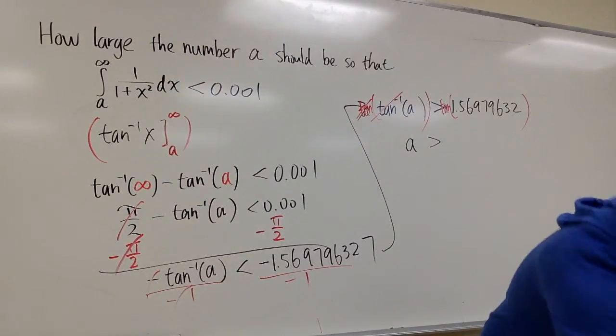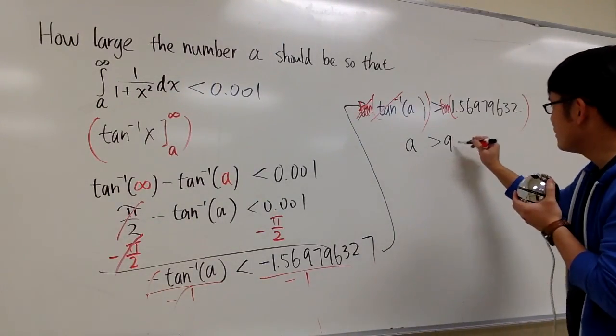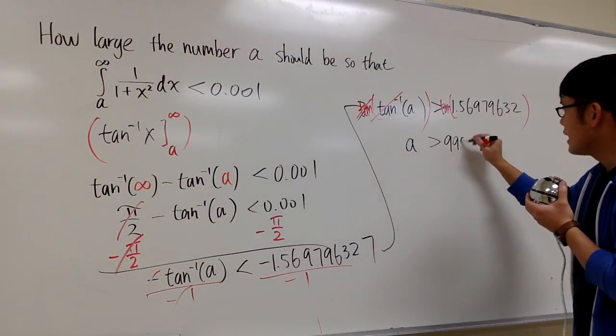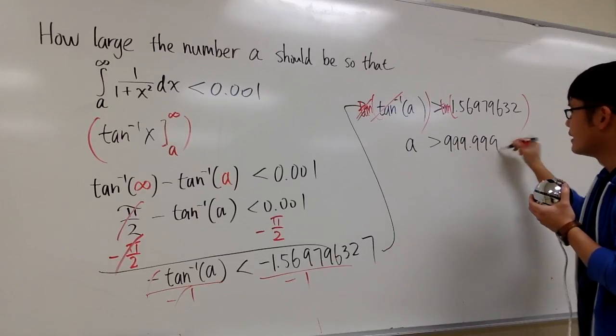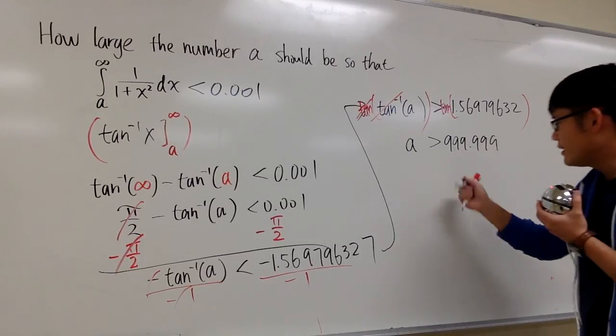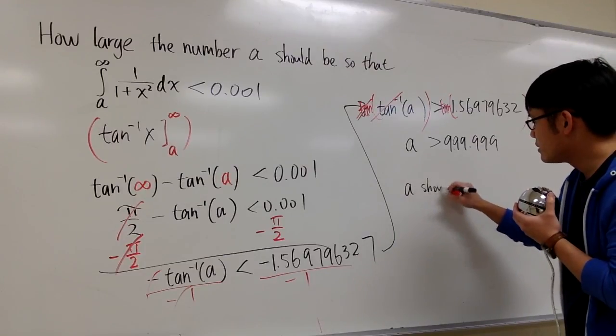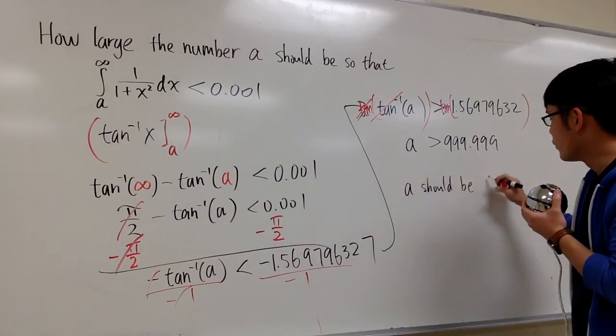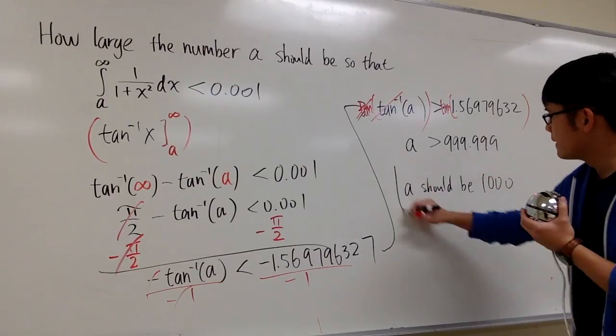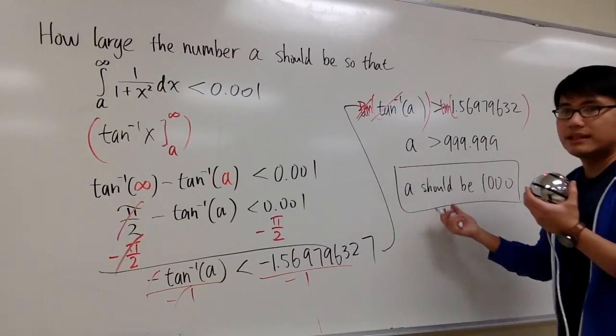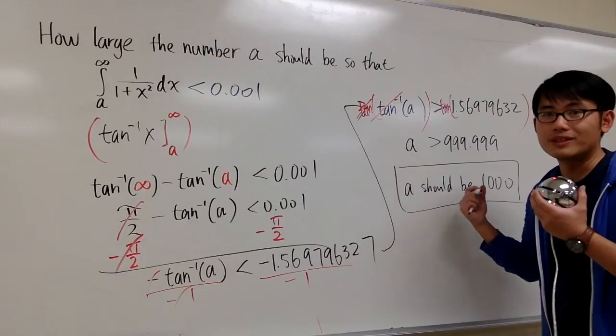In the end, let me just write it out like 999.999 something. And then the answer in the back of the book says a should be 1000. So there's the answer. I guess they want a to be a whole number, so that's why they say 1000. That's all.